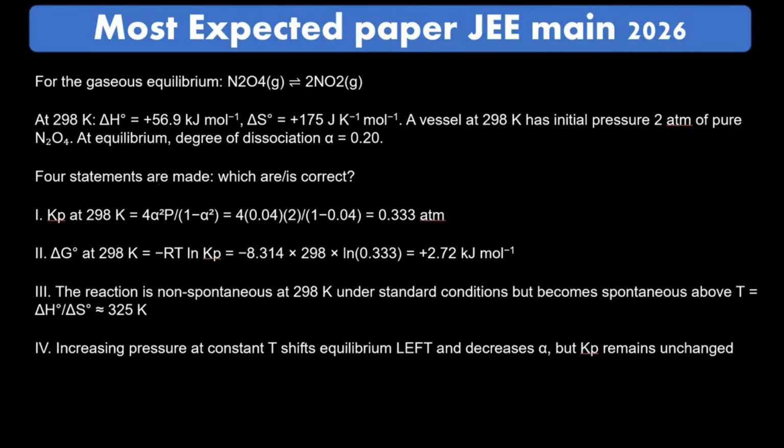Then the next one: for the gaseous equilibrium at 298 Kelvin, delta H and delta S values are given. A vessel at 298 Kelvin has an initial pressure of 2 atm of pure N2O4. At equilibrium, the degree of dissociation alpha is 0.20.